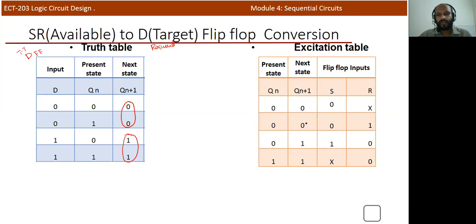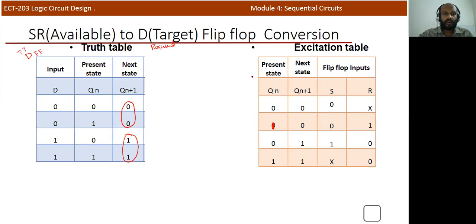For a 1 to 0 transition, your SR input should be 0 1. And in order to get a transition from 0 to 1, your SR input should be 1 0. And for a 1 to 1 change, your S input should be don't care and R input should be 0. So this is the excitation table of the SR flip-flop.